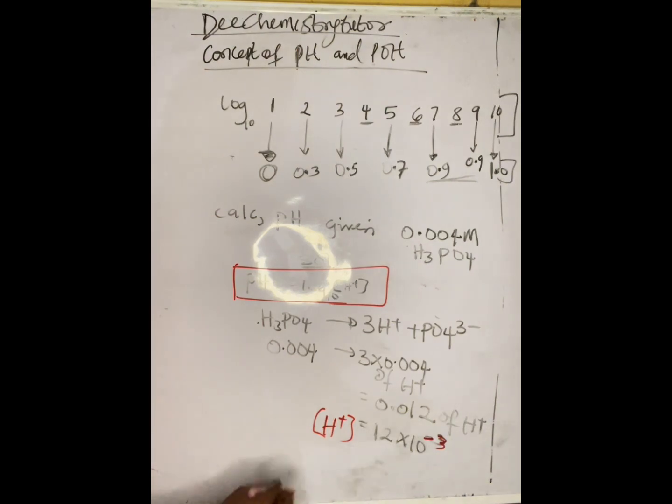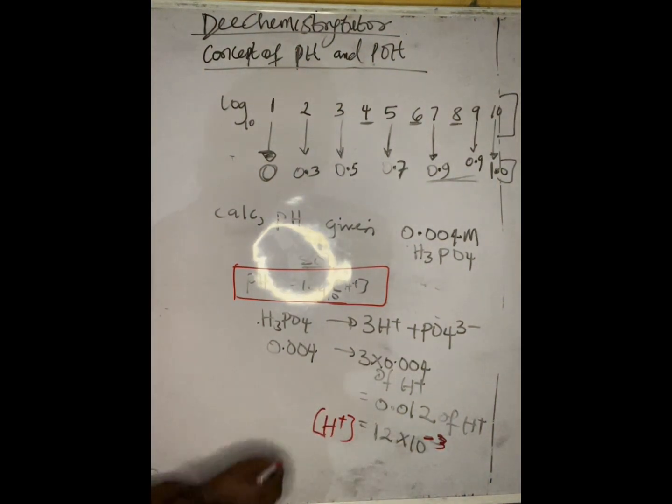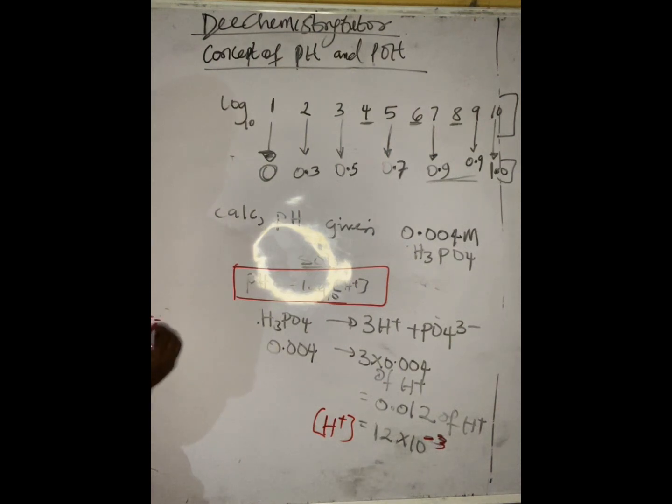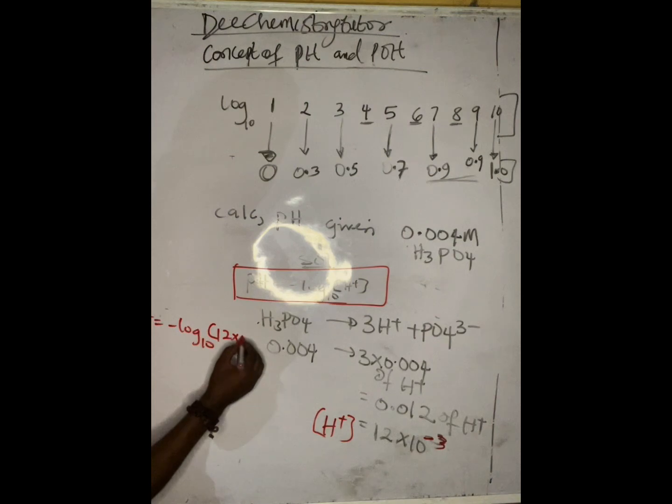Okay, so we are still on the same point. Now, the way I used to do it, when you'll be doing calculation, is this: if pH equals minus log of 12 times 10 raised to what?